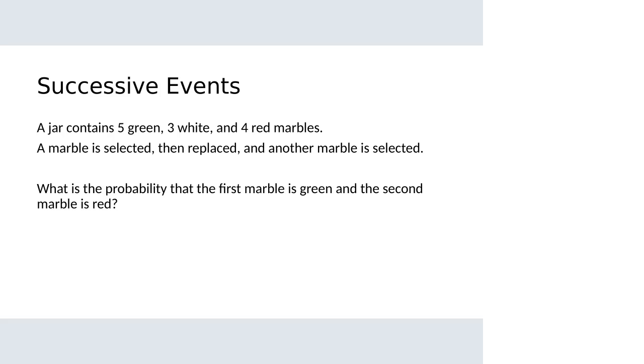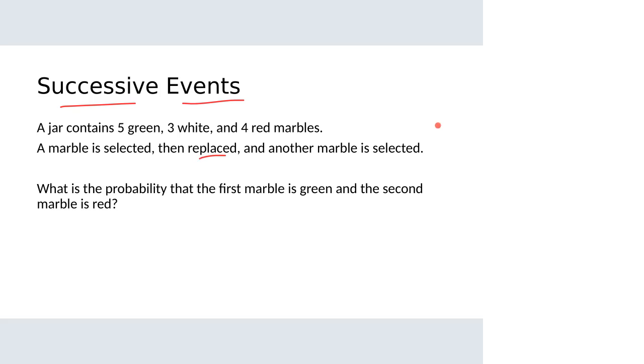A jar contains 5 green, 3 white, and 4 red marbles. A marble is selected, then replaced, and then another marble is selected. So those are our successive events. One thing happens, then another thing happens. First, I take out a marble, then it's replaced, meaning I put it back in the jar, mix them up again, and then another marble is selected. So I pick one, write down what it is, put it back in, mix them up, pick out another one.